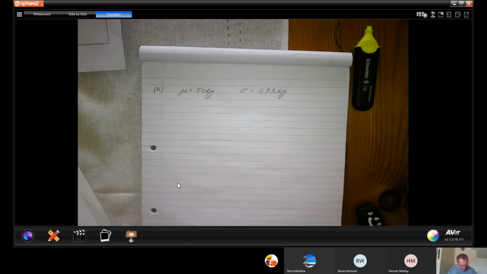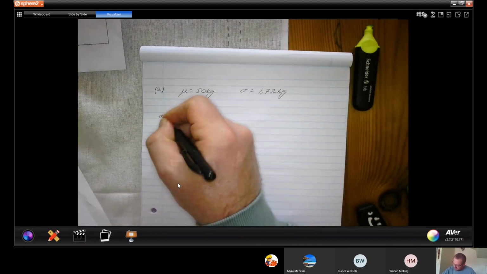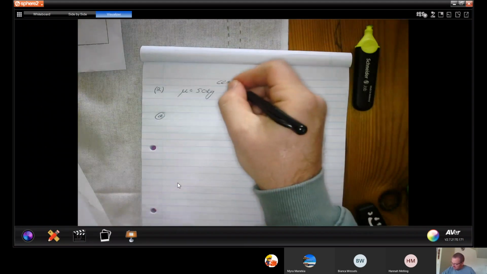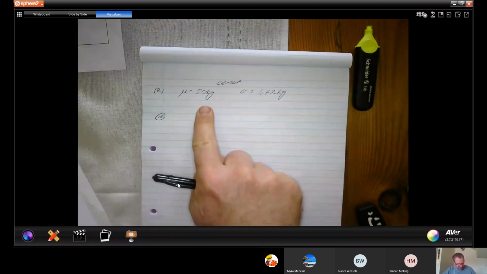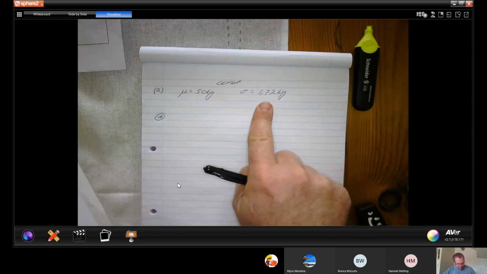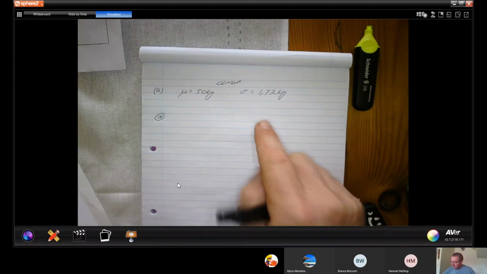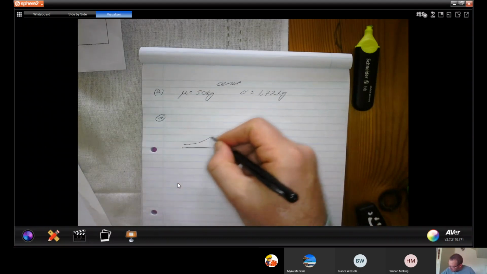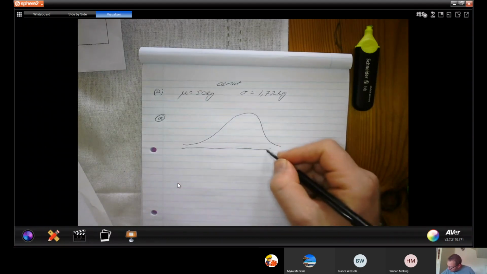Right. So it says the weight follows the normal distribution. Determine the weight exceeded by 95% of the cement bags. So this company produces cement bags according to those details. Each bag weight has a mean of 50 kilograms and a standard deviation of 1,72. We want to know what weight 95% of the cement bags are bigger than.